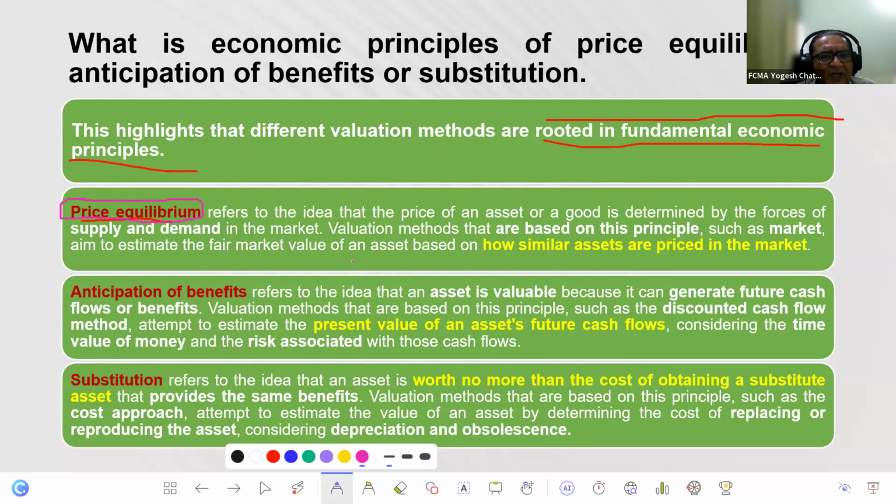It refers to the idea that the price of an asset or a good is determined by the forces of supply and demand. If the supply of a particular good or service is more and demand is less, naturally in the market that good or service will command a lower valuation; conversely, if supply is less and demand is more, it will command a higher price. That is the theory of price equilibrium. The price of an asset or a good is determined by the forces of supply and demand in the market.